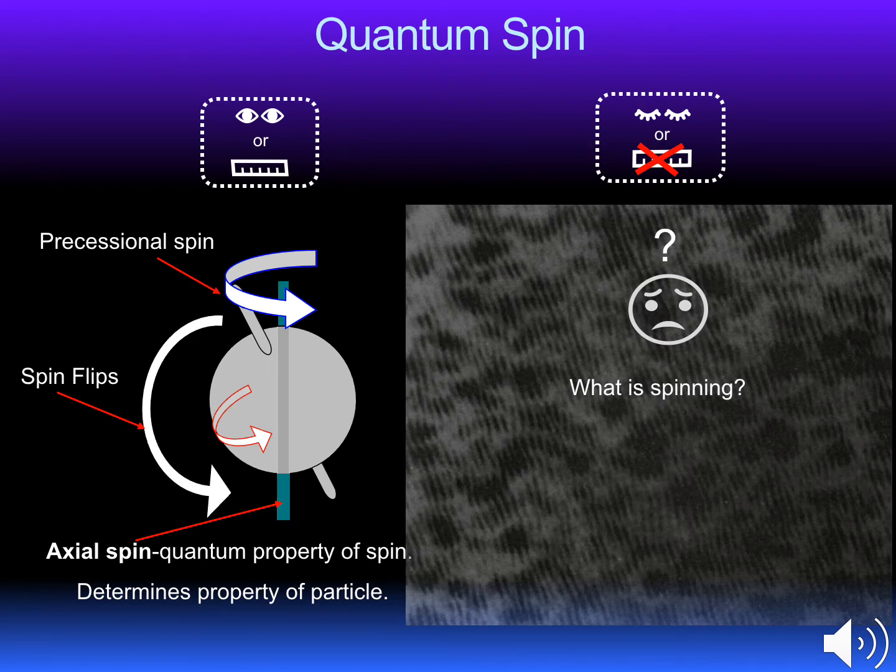So this electron doesn't behave as a particle anymore. It behaves as a distributed waveform. So it's distributed right through space. So then the question is, well, what is spinning?